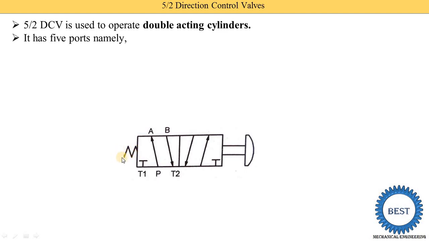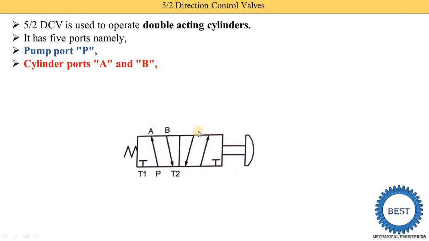Here the spring symbol means it is a spring return type, and it is operated by using a palm switch type button. Here you see that the first port is the P port. Pump port P means hydraulic oil coming from the pump enters here in the P port. The second ones are the cylinder ports A and B. So here you see this is port A, port B.